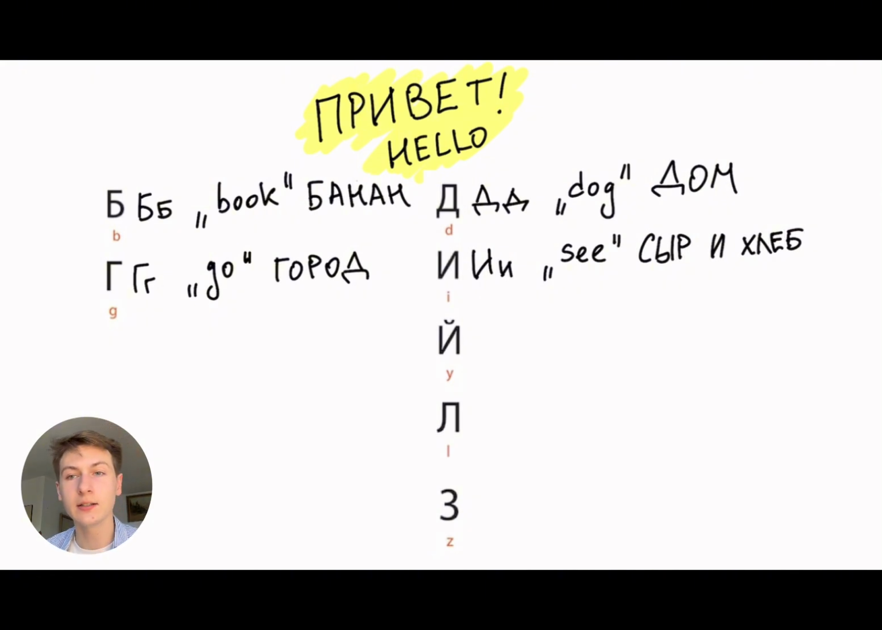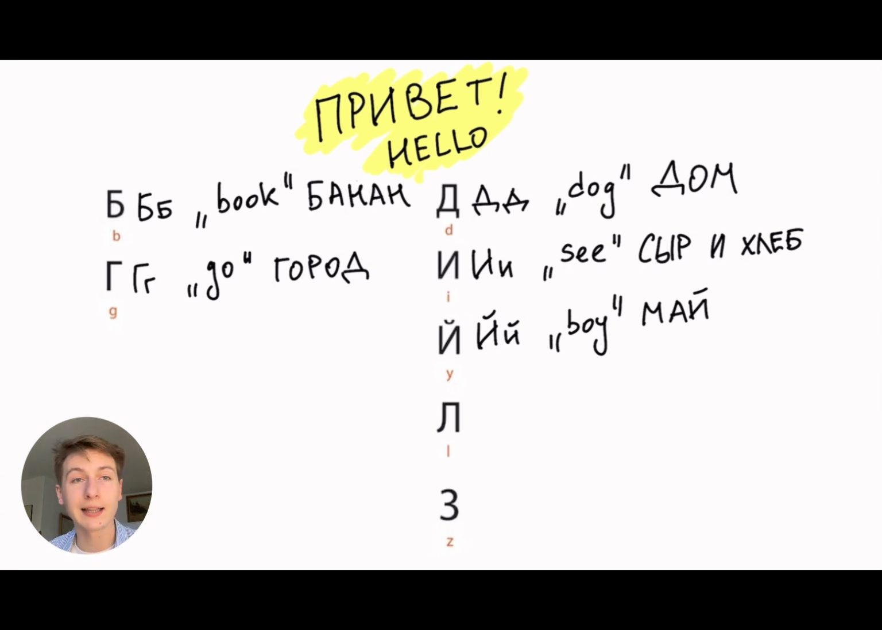Next one is Y. It's a short Y, like in the word boy, boy. And for example, the Russian word май, which means May, the month. May, boy, boy.